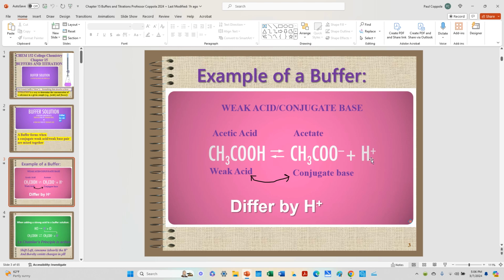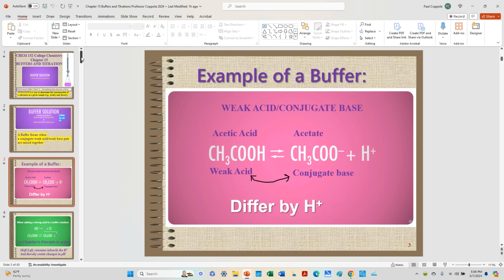And I can't emphasize enough, this is about the third or fourth time I've said it, they differ by an H+. So if this was an acid, after it gives away a proton, it's left with this, the base. So you know that this is the pair. This is the acid, this is the base, they differ by the H+. And the H+, of course, is given to the other reactant.